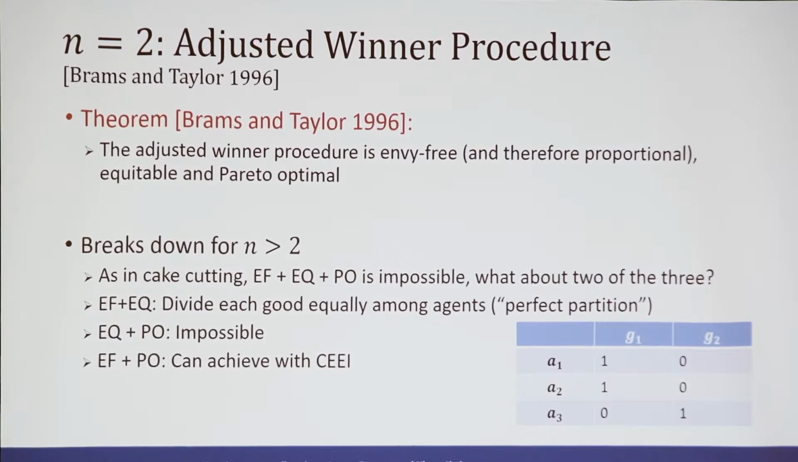What about envy-freeness plus Pareto optimality? So this we could achieve with our competitive equilibrium from equal income solution. This is a special case of the cake cutting setting, so we can still do that. But actually it becomes quite a bit easier in this divisible goods setting. So we're going to focus on that just for a couple of minutes.